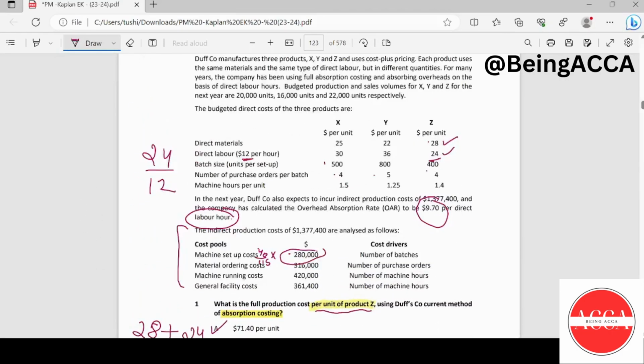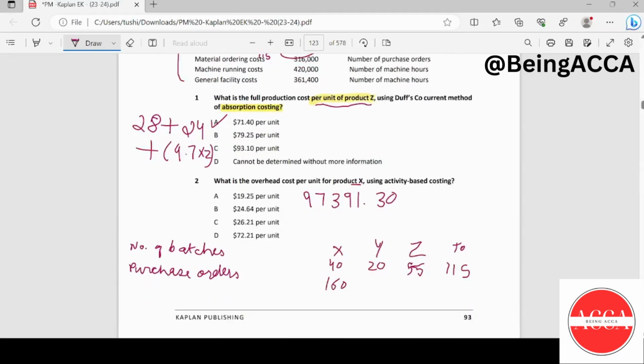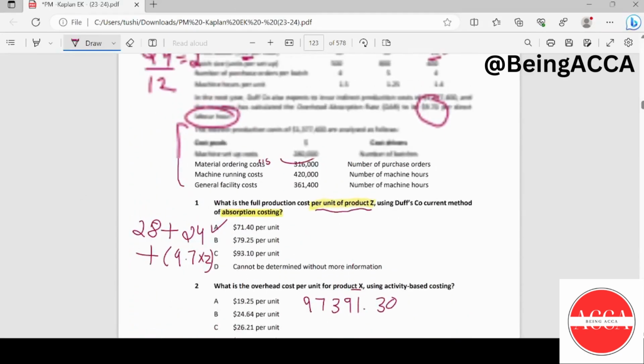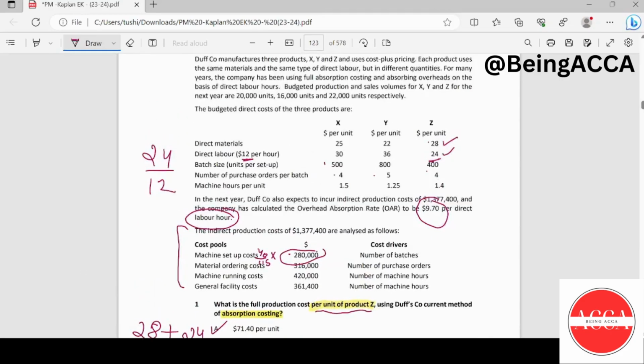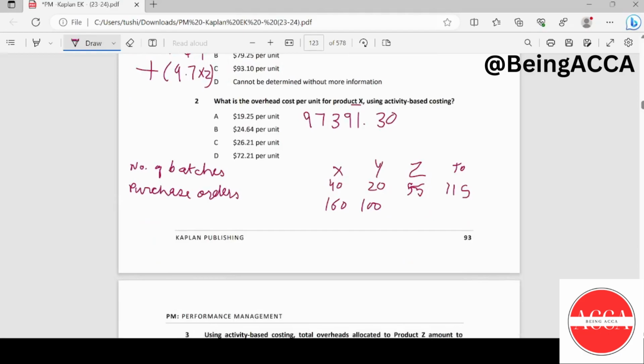Similarly, 20 batches, 5 orders each. 20 multiplied by 5 is 100. Again, 4 multiplied by 55 is 220. So I'm going to add these 220, 100 plus 160. This gives us 480.